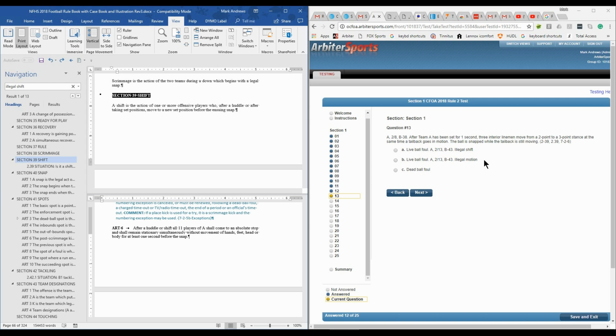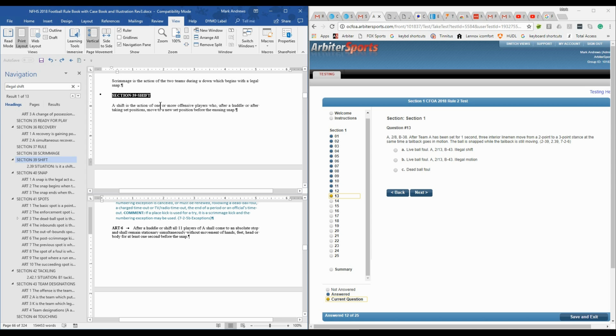I hope you all know what the dead ball fouls are at this point. Encroachment, delay of game, and false start. So this is not a dead ball foul, so we'll rule C out. So it's a live ball foul for an illegal shift or illegal motion. 239 refers to illegal shift, so I'm guessing this is an illegal shift. Let's look and see what a shift is.